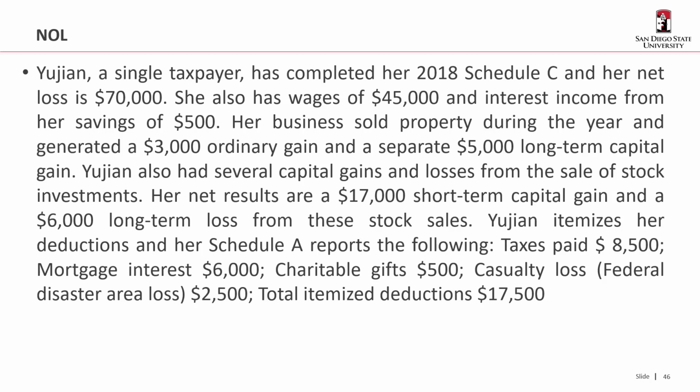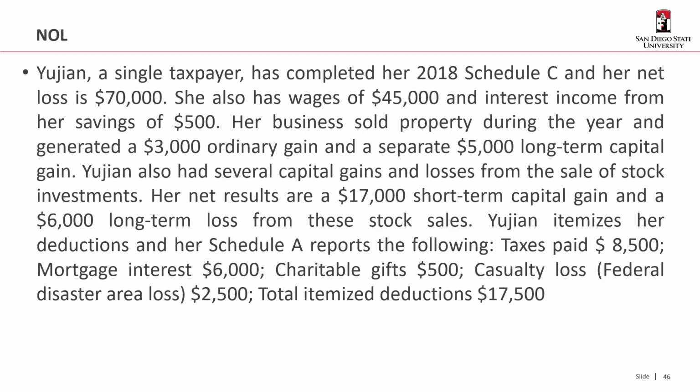So Sue, a single taxpayer, has completed her 2018 Schedule C and her net loss is $70,000. She also generated $45,000 and has interest income of $500. Her business sold property during the year, generating a $3,000 ordinary gain and a separate $5,000 long-term capital gain. She also has several capital gains and losses from the sale of stock investments. The net result is a $17,000 short-term capital gain and a $6,000 long-term capital loss from the sale of these stocks.